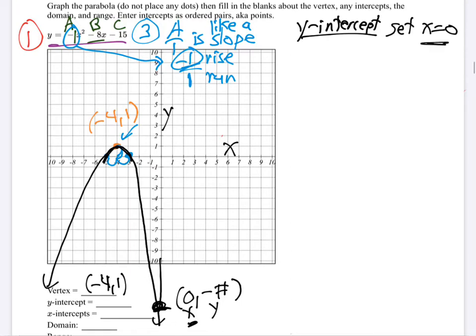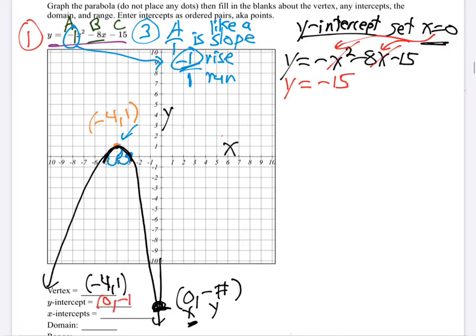So just take the formula y equals minus x squared minus 8x minus 15 and plug in x is 0. So y will just come out minus 15 because these two parts will disappear when they're 0. So it must hit down here at minus 15. So the y-intercept is over 0, down 15. Way down there at minus 15.